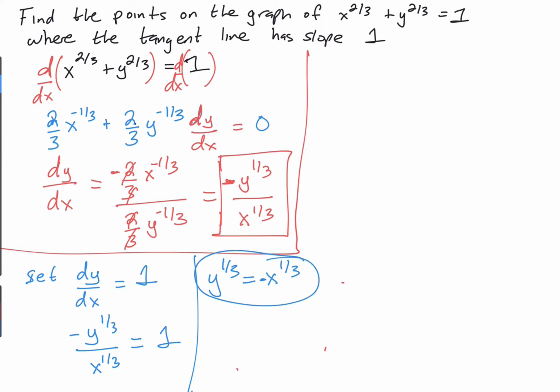Well, this does give me some information, right? This tells me that the tangent line has slope 1 where y to the 1/3 equals minus x to the 1/3. Now, if I simplify this a little bit and cube both sides, what would I get? That y would have to equal negative x, right? Okay, so this looks confusing. But do you guys have any ideas? So I know that y has to equal minus x, but you also know something else. What else do you know?